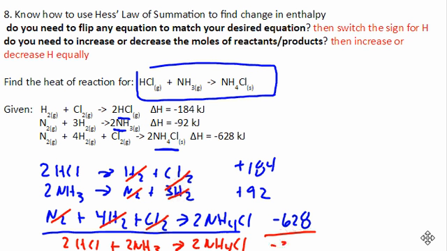And if I go ahead and add up my values here, 184 plus 92 minus the 628, I get a negative 352, and then I can just cut this whole thing in half. 1, 1, 1, divide by 2, and it should be negative 176 kilojoules per mole for my enthalpy.